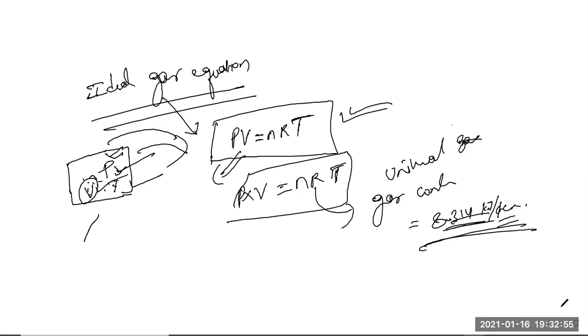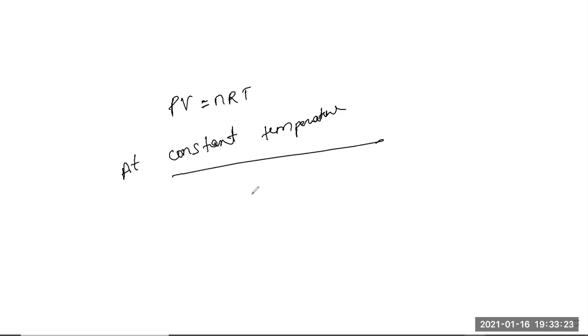So the very important thing is, this is the ideal gas equation: PV is equal to nRT. At constant temperature, if I increase volume, what happens to the pressure? Whether it will decrease or increase or stay the same.